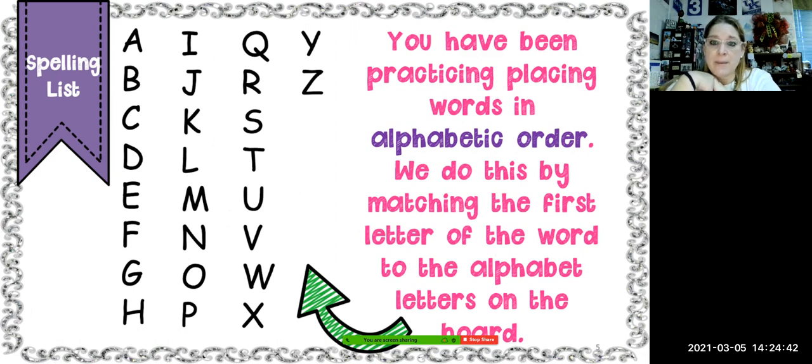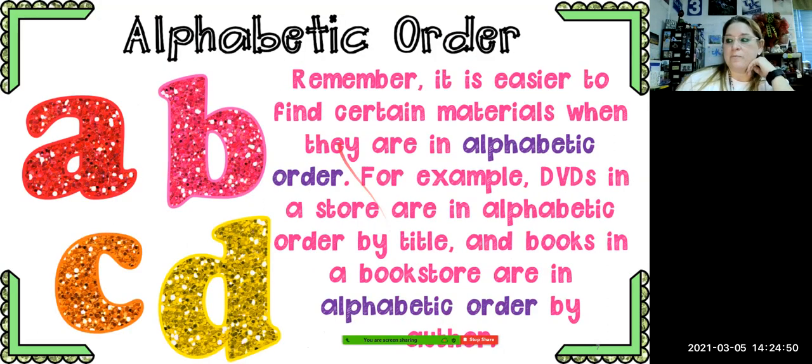All right, so we have been practicing putting words in alphabetical or ABC order. And we do this by matching the first letter of the word to the alphabet letters that are on the screen here on the board. So remember, alphabetical order makes it easier to find certain materials. For example, if you are looking for a movie or a DVD in a store and they are in alphabetical order by title, it's easier to find what you want. Or if you're in a bookstore and you know who the author is, you could easily find it if the author's books are in alphabetical order.